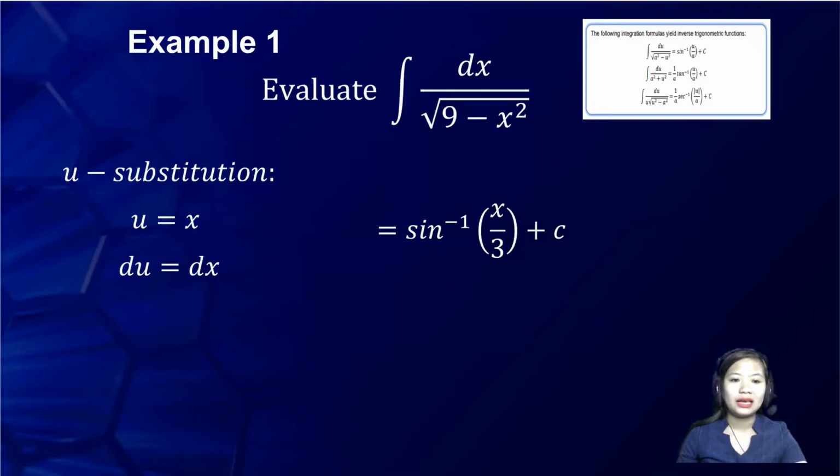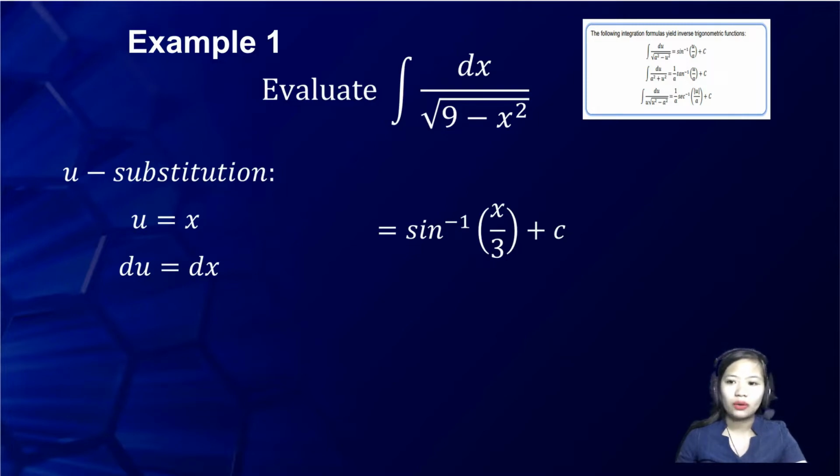So let's have an example. In this example, we have the integral of dx over the square root of 9 minus x squared. We're going to use the u substitution. Our u is x and du is dx. As you can see on our table, on the upper right side, our given is the same as the first integration formula, that is equal to arc sine of u over a plus c.